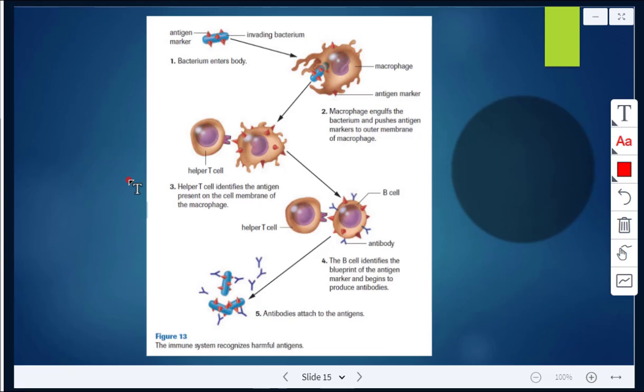Then helper T cells identify the antigen present on the cell membrane of the macrophage. And the B cell identifies the blueprint of the antigen marker, and it's going to start making those antibodies. And then here are the antibodies shown, those Y-shaped. They are going to attach to the antigens, which will lead to the destruction of the bacteria.